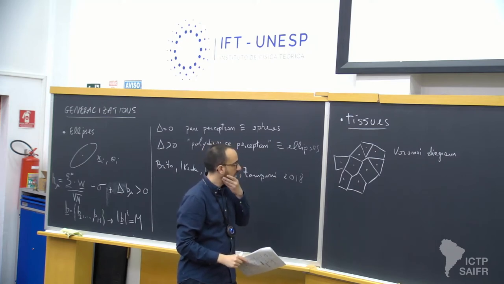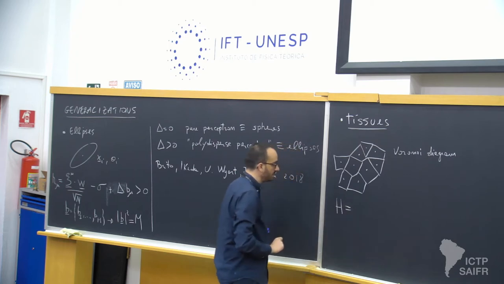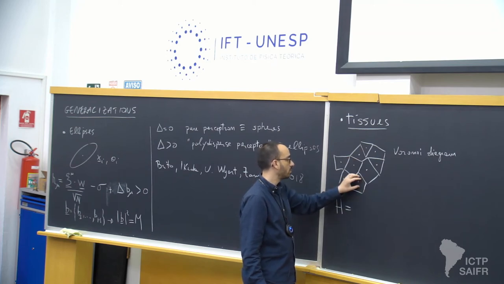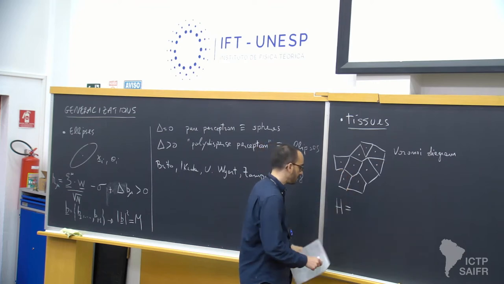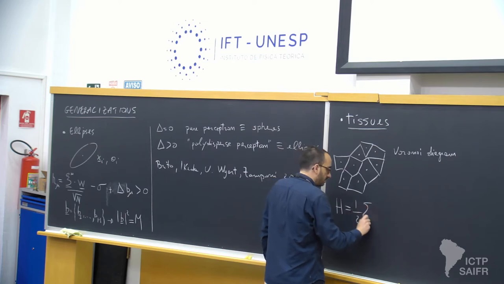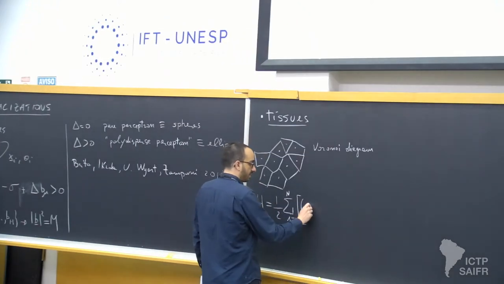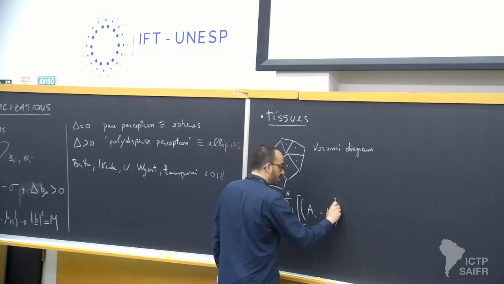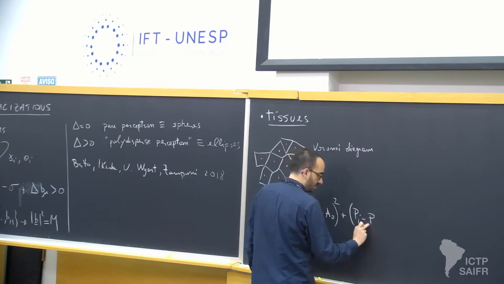And so in order to model the physics of the tissues, what they propose is that you consider some cost function, some Hamiltonian, in which you put the contribution of each cell, and each cell is trying to optimize the perimeter and the area. Okay, so each cell has a target perimeter and a target area. And so the Hamiltonian, you can write a simple one, which is a sum over all the cells. And then you say that the area of the cell i needs to be close to some target area, A0, squared. And then the perimeter of the cell i must be close to the target perimeter.